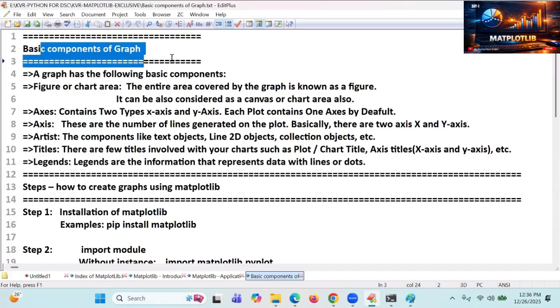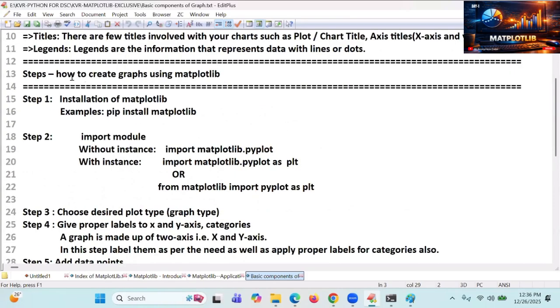These are the components. Now, what are the steps to create a graph? Number one, first install. That is okay. Next, number two, import the module. How to import? Import pyplot from the matplotlib package, or import matplotlib.pyplot as plt. The most frequently used one from Matplotlib is import pyplot as plt. Import contains so many syntaxes; I said seven syntaxes totally with import.